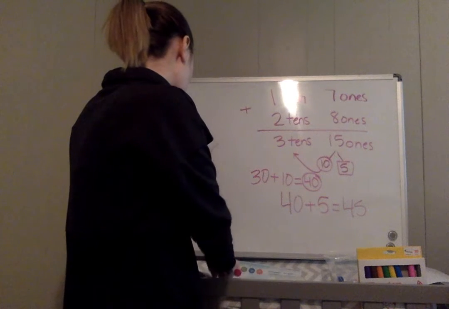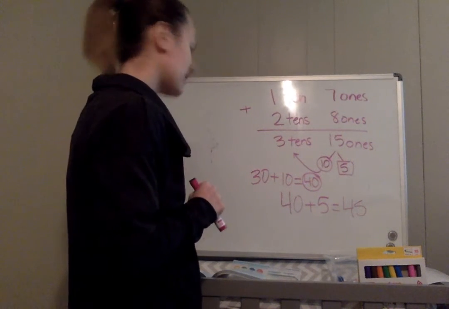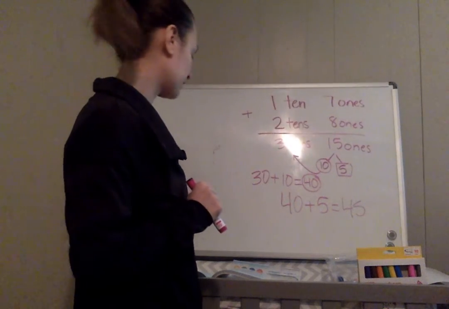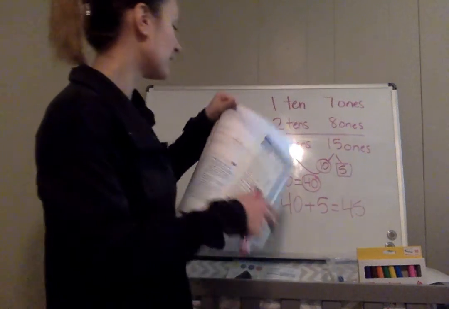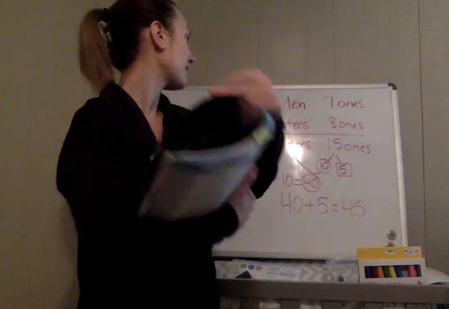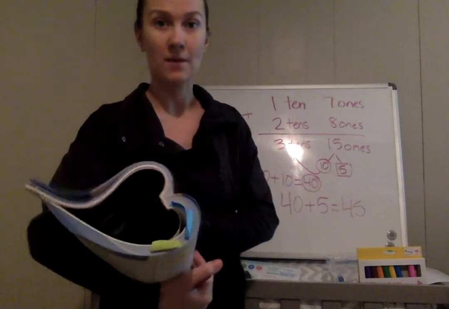So on page 167, numbers 3, 4, and 5, these ones are going to be done on your own. So you're going to practice these ones by yourself using the tens blocks or using this method where you're writing out how many tens and ones there are and then breaking it into a number bond.